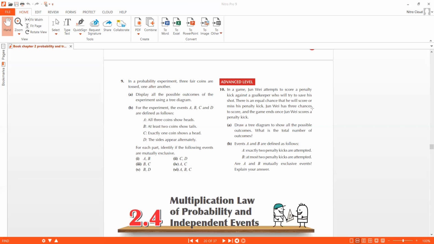John Wei has three chances to score. If John Wei scores in the first chance, it means that John Wei will win. But if she does not score, then she will try a second time. It's just like a penalty kick.